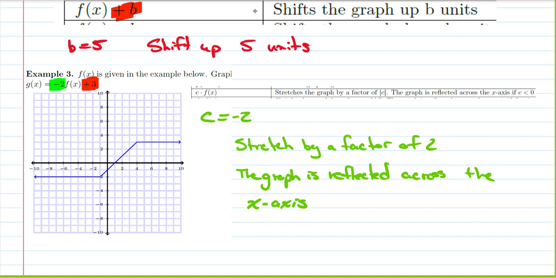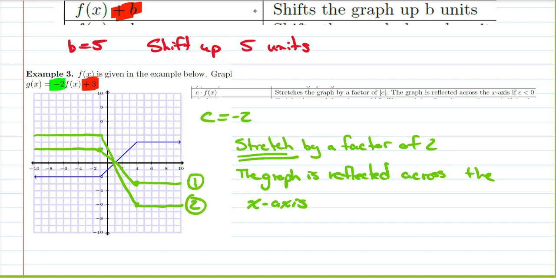So if we're at negative 2, this thing is going to reflect up here, and this one is going to reflect down here. So our graph looks kind of like this. So that's our reflection. But then what else do we need to do? Stretch it by a factor of 2. So instead of being at 2, it's going to stretch to 4. And here, instead of being at negative 3, it's going to stretch to negative 6. So that was 1. This is 2.